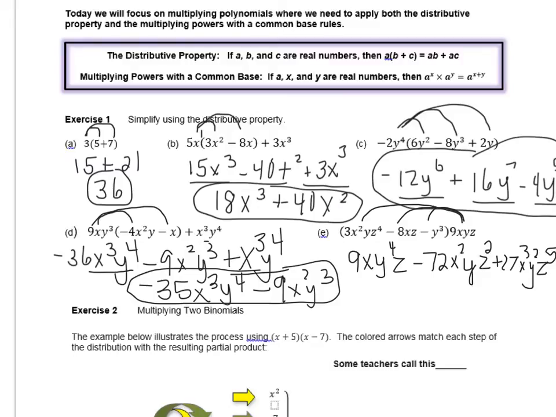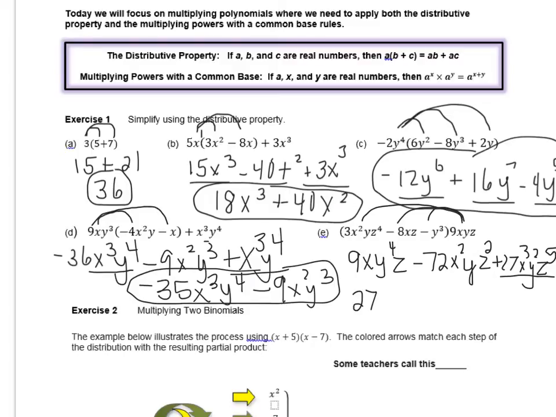Now you want to write it in standard form. That's going from the highest exponent to the lowest exponent. What you have to do in this case is you have to actually add the exponents. This is going to be the first term because it's got exponents of 3, 2, and 5. 3 plus 2 is 5, plus 5 is 10. So that one has the highest degree. We'll put that one first.